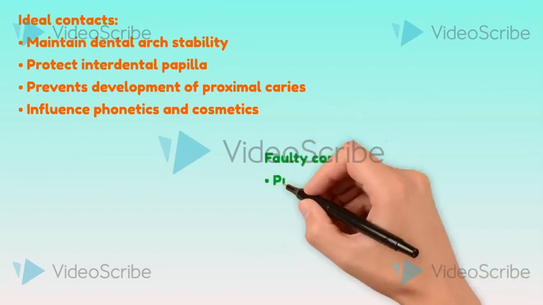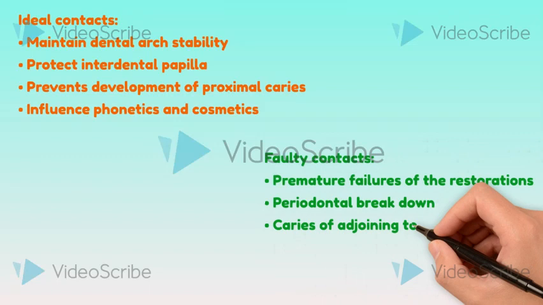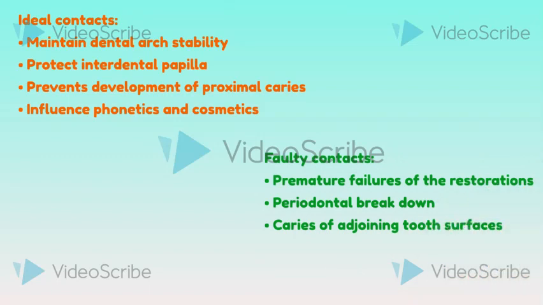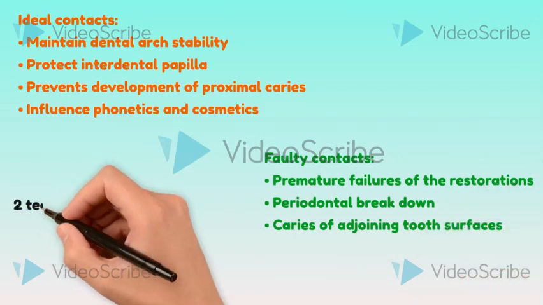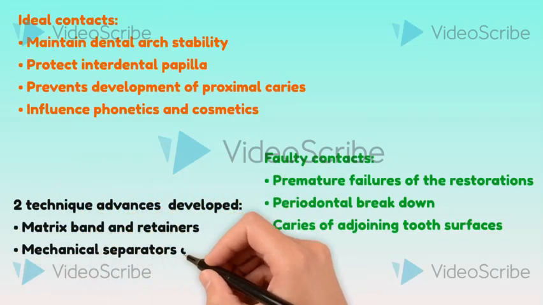Faulty contacts cause premature failures of the restorations, periodontal breakdown, caries of adjoining tooth surfaces. Two technique advances developed to restore the contact and contour in restoration include matrix band and retainers, mechanical separators and wedge.